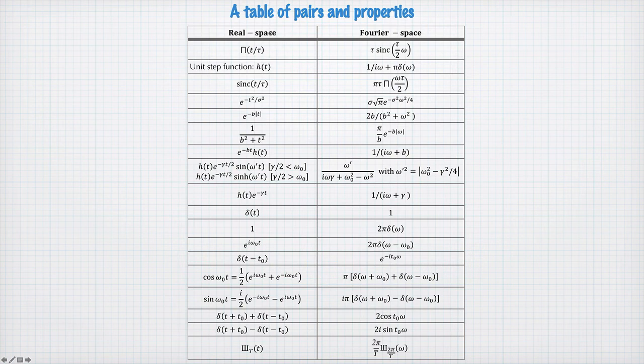So here are some functions in real space, and here is the corresponding Fourier transform. I've written it down in terms of time and angular frequency omega, but if you replace t with x and omega with k, you get the Fourier transforms in spatial coordinates.